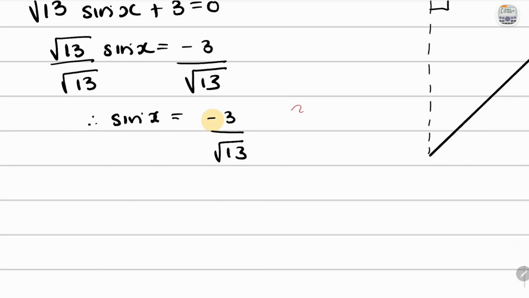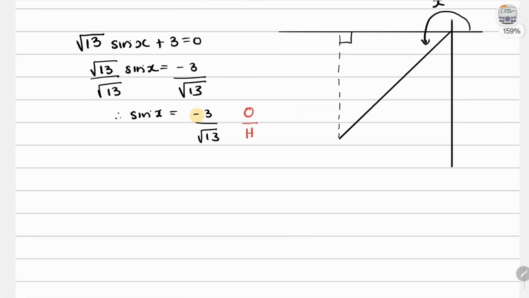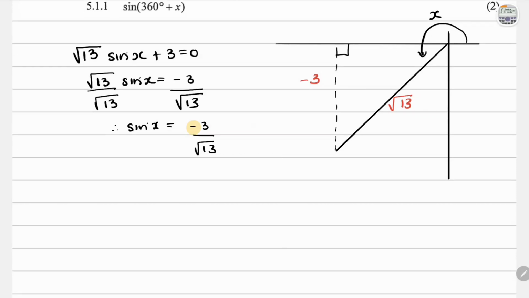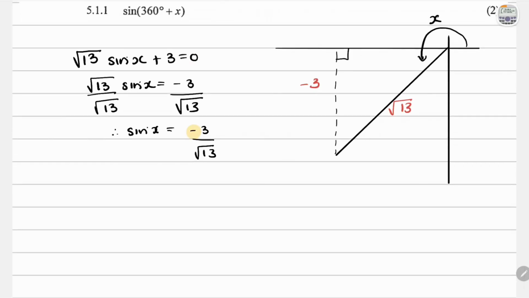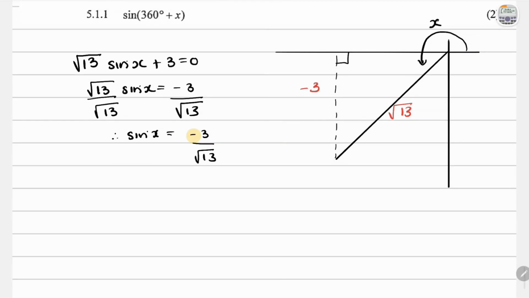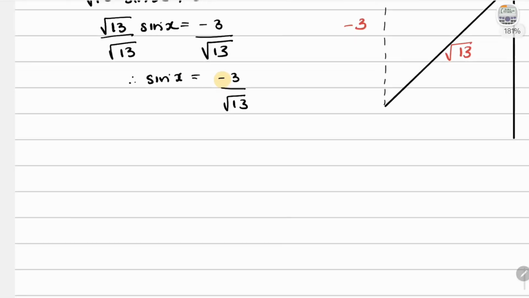Now you know that sine is opposite over hypotenuse. So definitely a hypotenuse cannot be negative. So this negative is going to go to the 3. The side opposite this angle is going to be negative 3. That's where the negative 3 goes. And then the hypotenuse is the square root of 13. So we only have to find the adjacent side. We can call it something else because we have x as the reference angle. So let's just call it a for adjacent.